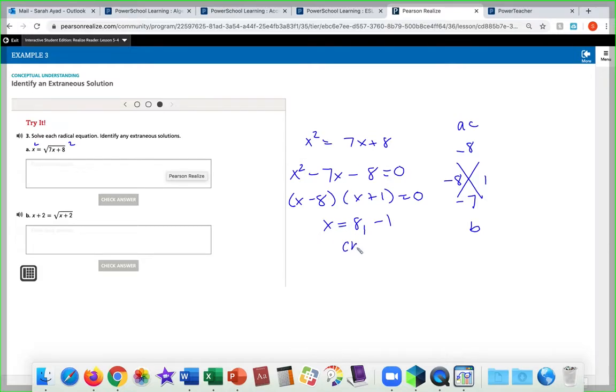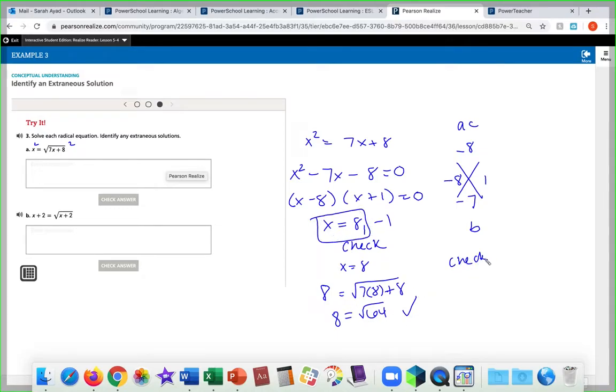I then have to check my work. So I'm going to check x equals 8 first. Is 8 equal to the square root of 7 times 8 plus 8? 7 times 8 is 56. 56 plus 8 is 64. Is the square root of 64 equal to 8? Yes, it is. That works.